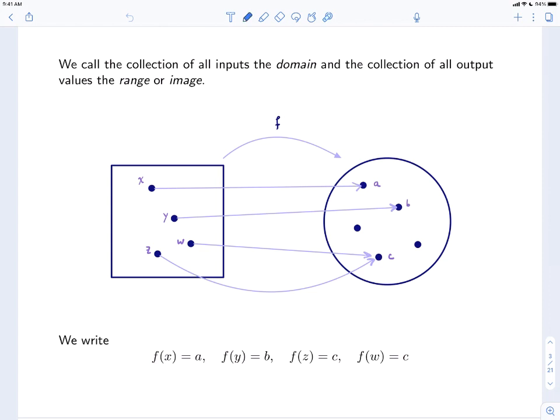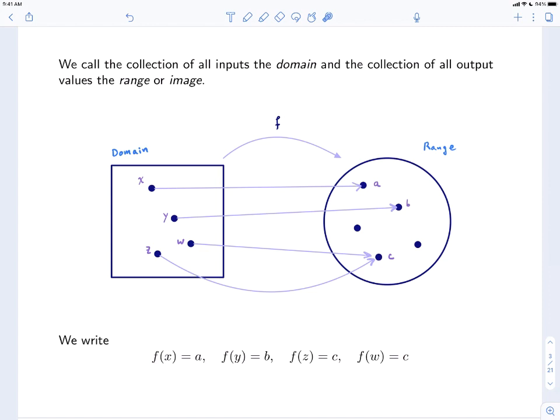So the collection of all inputs is the domain, which is represented here by a square. And the range is the collection of all outputs in this circle that we've drawn here. We draw the domain as one object which contains some points. And the range is a collection of points in this circle. The range is the collection of all outputs.